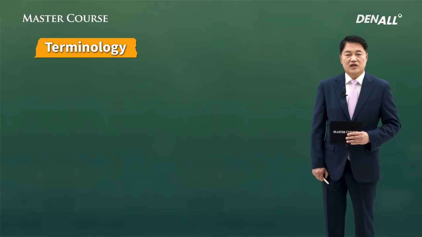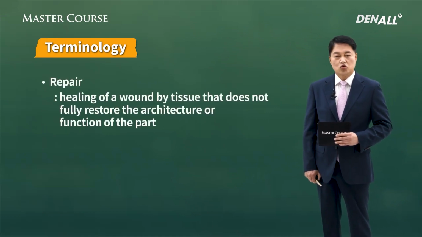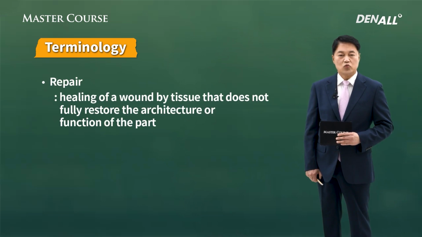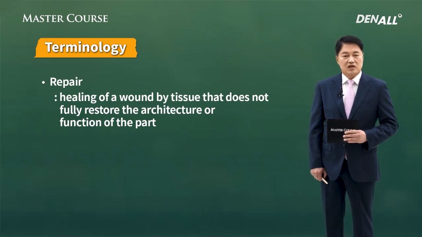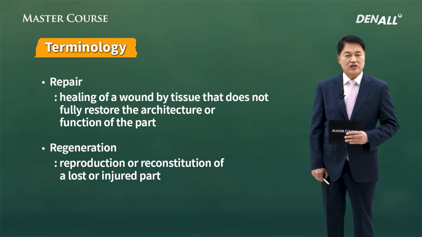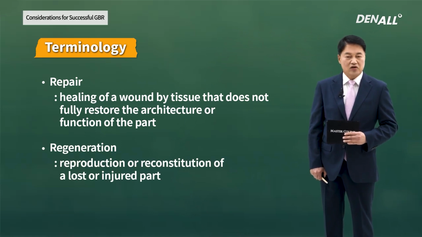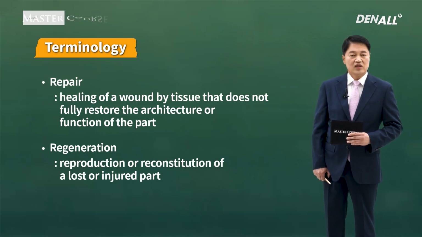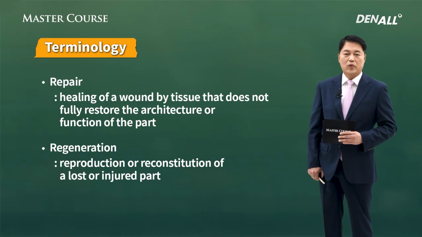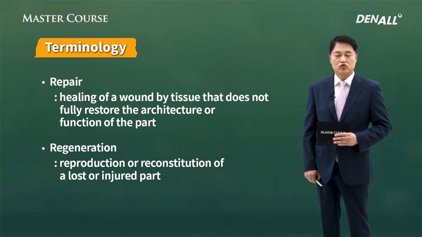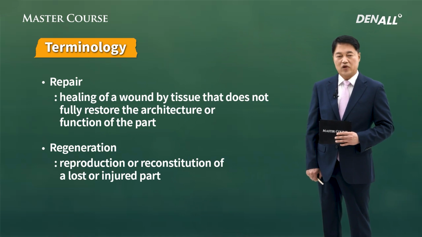Let's look at the terminology. Repair means the damaged function or architecture is not fully recovered, and it just means wound healing of a tissue. On the other hand, regeneration is a full reproduction or reconstitution of the damaged area. The R of GBR means not guided bone repair, but guided bone regeneration. It regenerates it. And the purpose of GBR is to get full regeneration.